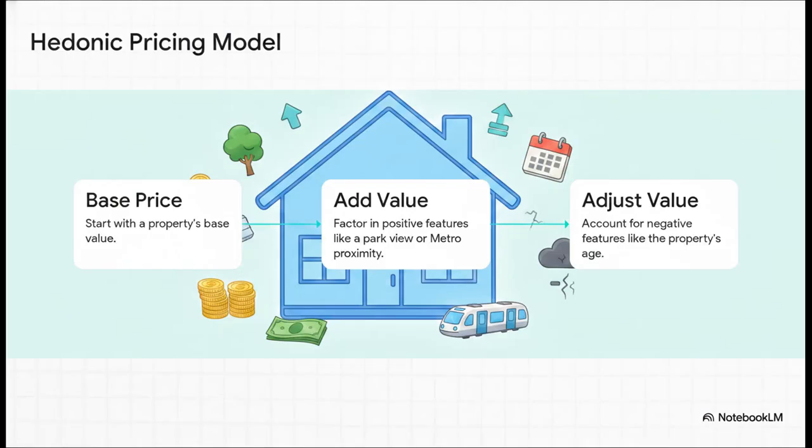So, a key tool in this kit is the hedonic pricing model. It sounds complicated, but the idea is so simple. You figure out a property's price by just breaking it down into all its individual features. You start with a base value, right? Then you add money for the good stuff, like a great park view or being close to the metro. And then you subtract a little for the not-so-good things, like maybe the building is really old.